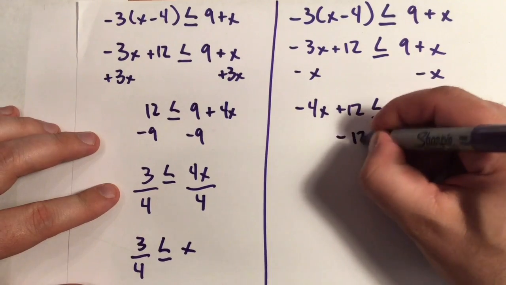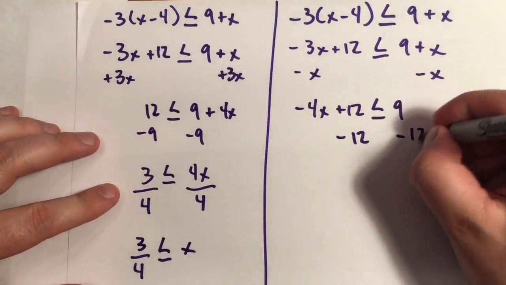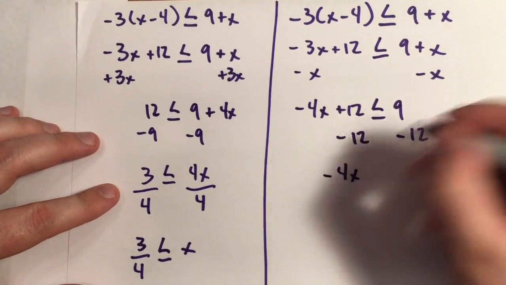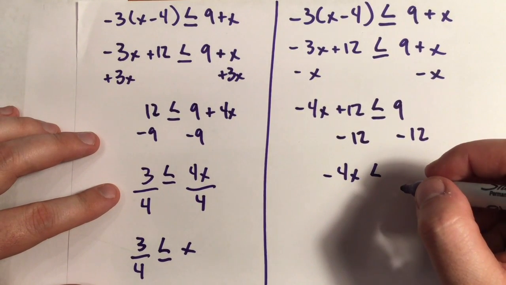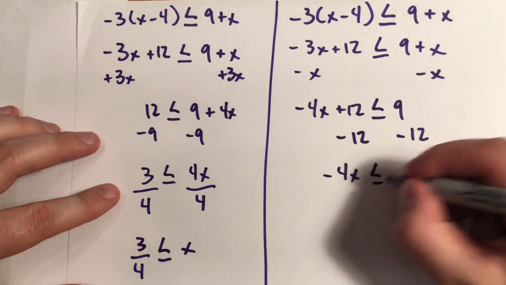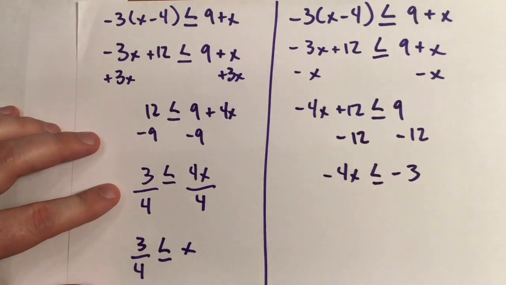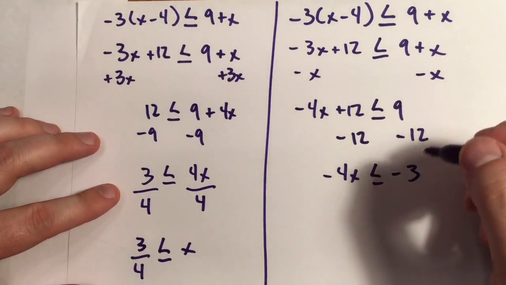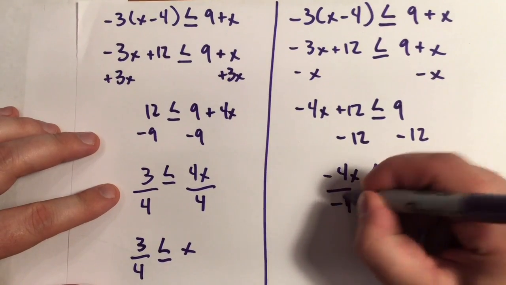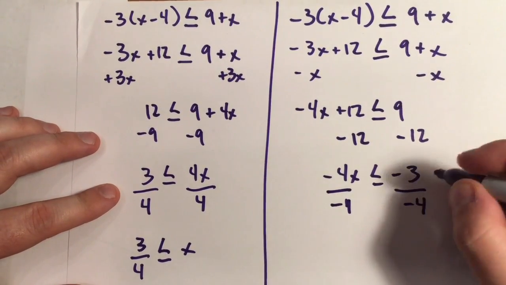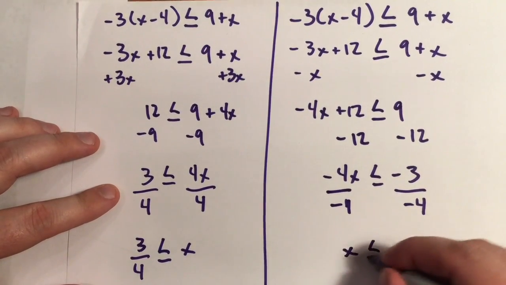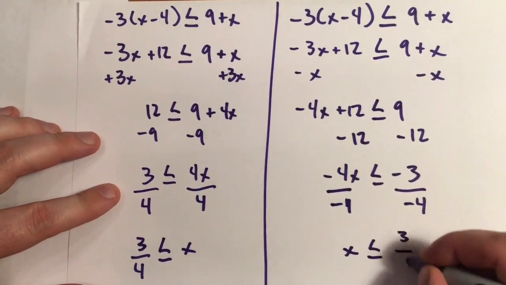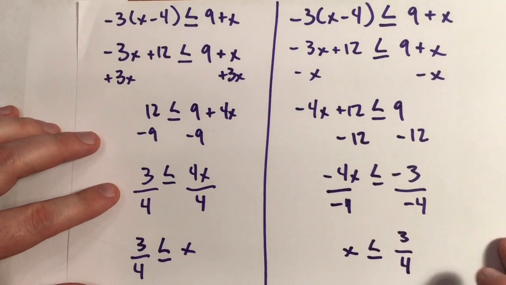And I'm going to subtract 12 from both sides. Negative 4x is less than or equal to negative 3. And then finally I'm going to divide by negative 4. And that would give me x is less than or equal to 3/4, right? Because the negatives would cancel.